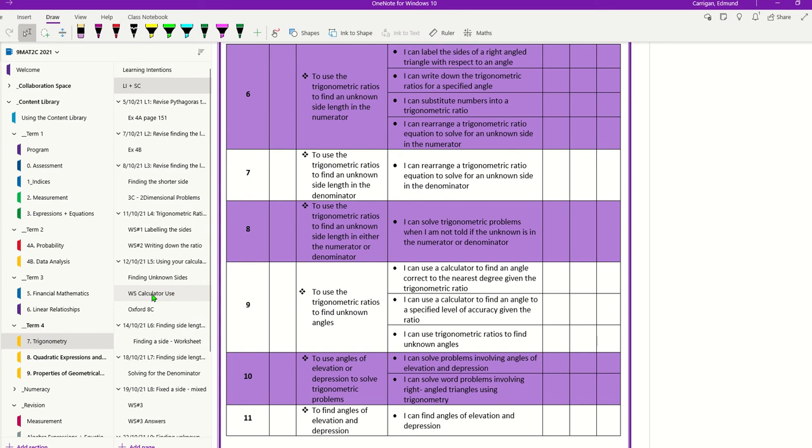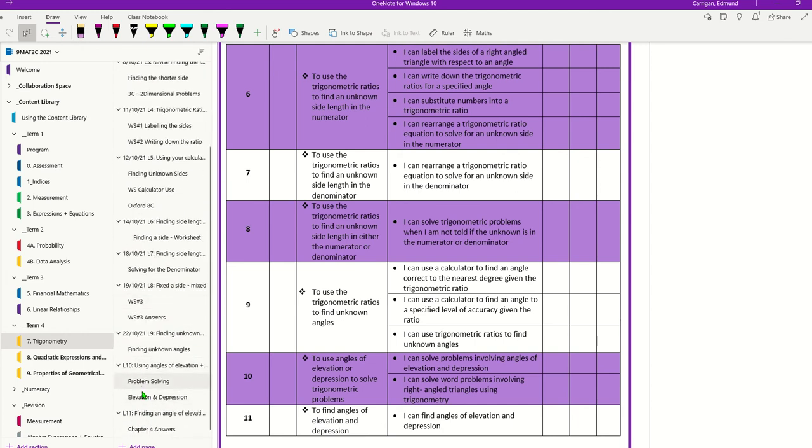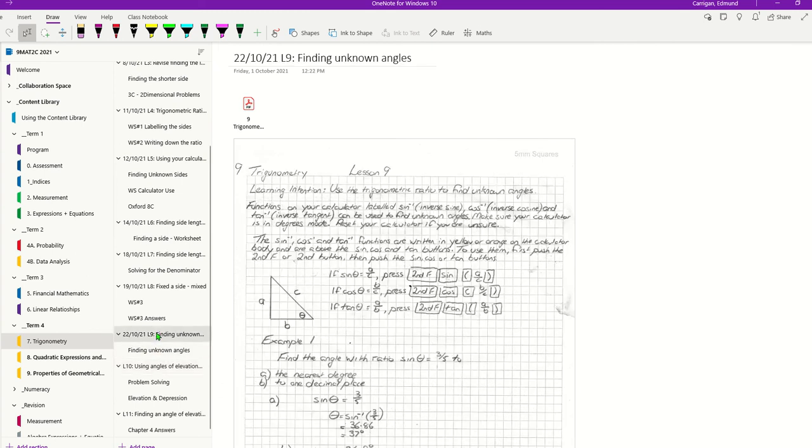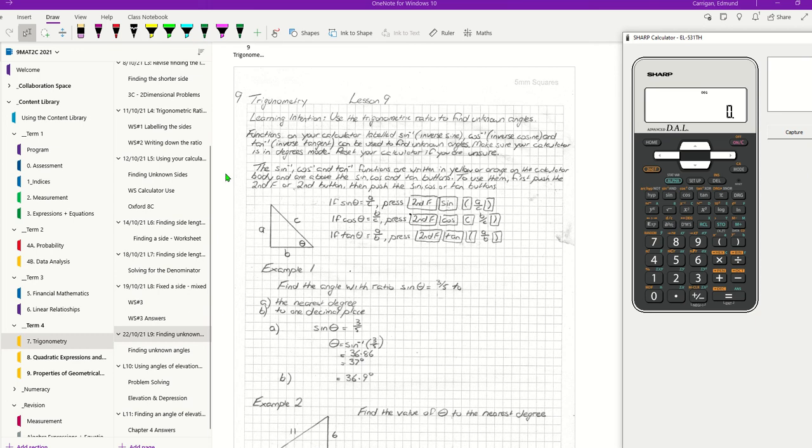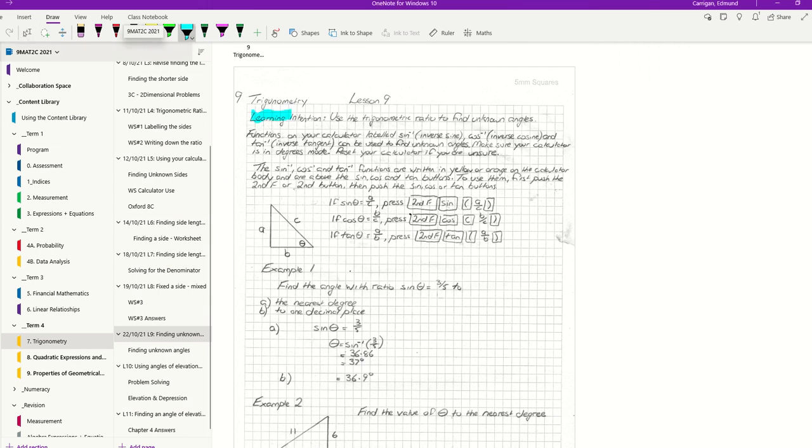Okay, let's have a look at what we are doing. Lesson 9, finding unknown angles. And we're going to need our calculator, so I'll put that up there. So our learning intention is to use a trigonometric ratio to find unknown angles. Now we've already done this: functions on your calculator labelled sine minus 1 or sin minus 1, cos minus 1, and tan minus 1 can be used to find unknown angles. Make sure your calculator is in degrees mode. Reset your calculator if you're unsure.